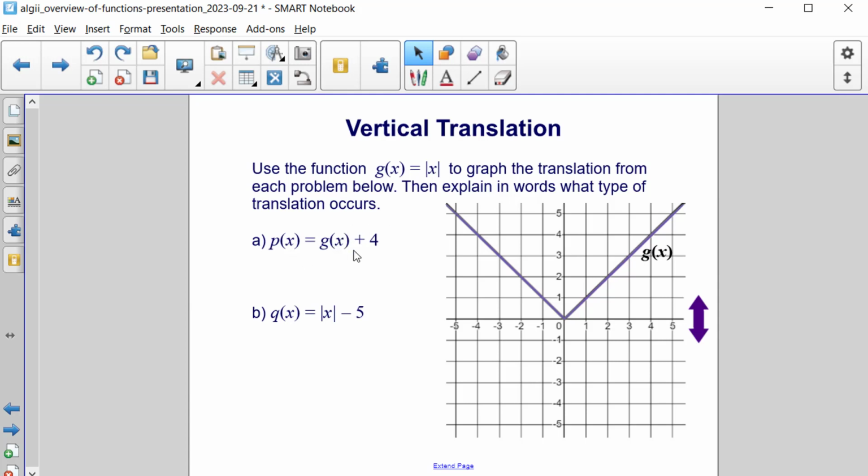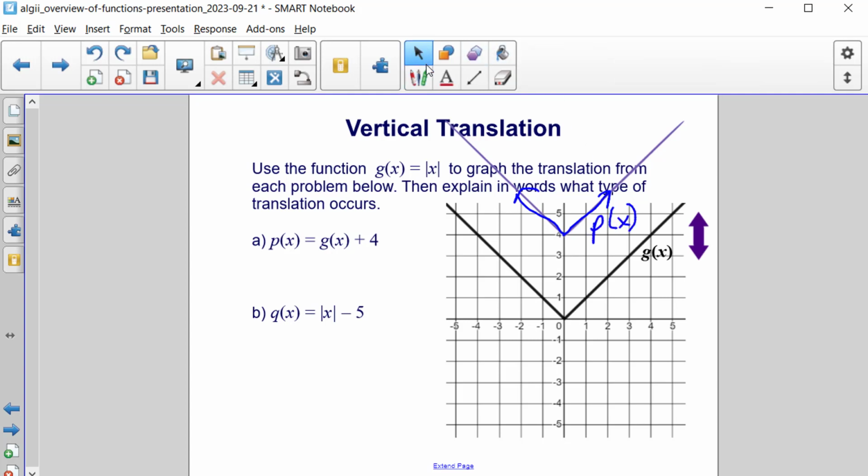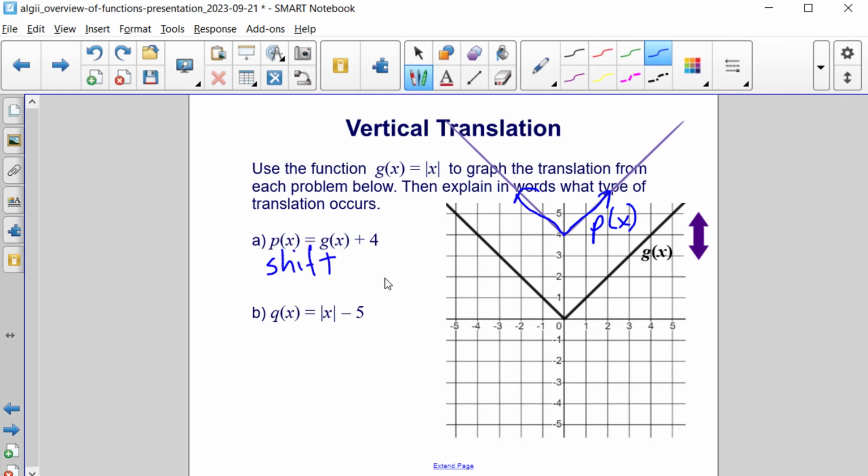So p of x is equal to g of x plus 4. So this plus 4 means that we are going to shift g of x up 4 units. 1, 2, 3, 4. So now if we trace this function with pen, it'll be like this. So this is our p of x function. And explain in words what type of translation occurred. We went up vertically 4 units. So a shift up 4 units.